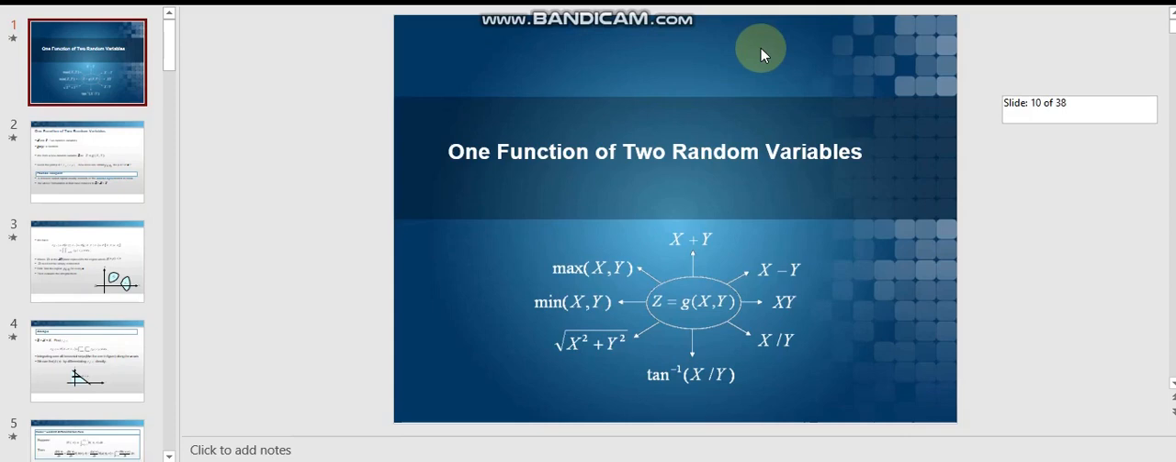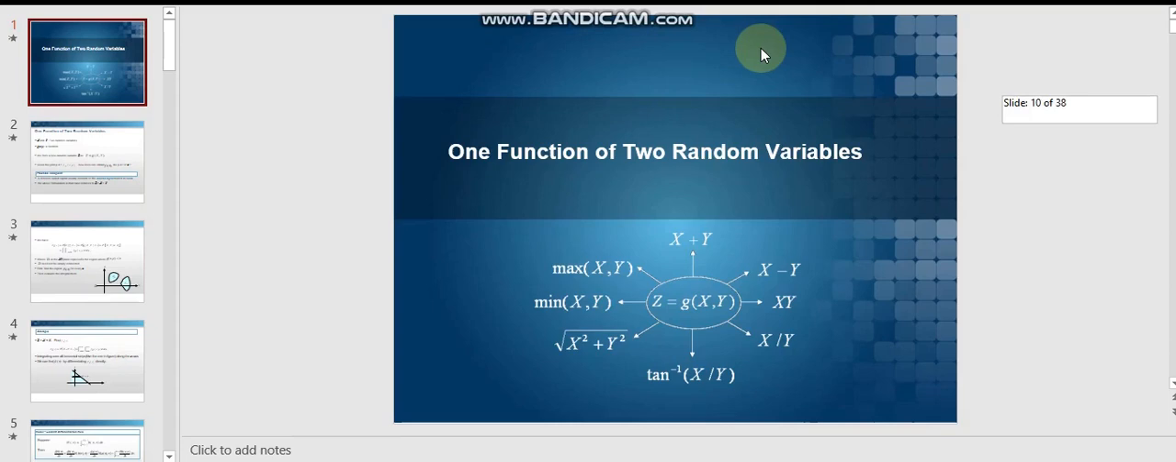So previously, we have talked about the function of one random variable. In that case, if we know the PDF or the CDF of one random variable, then we can find the PDF and the CDF of a new random variable, which is the function of the old random variable.